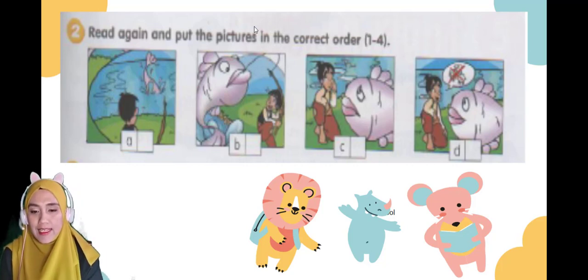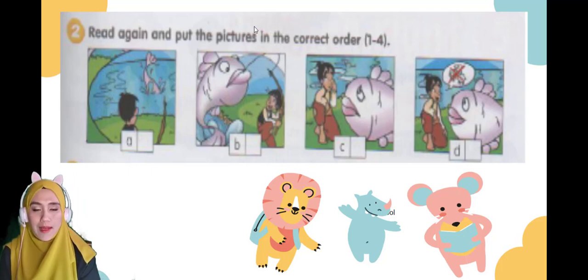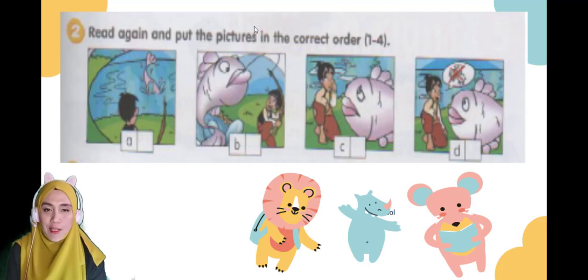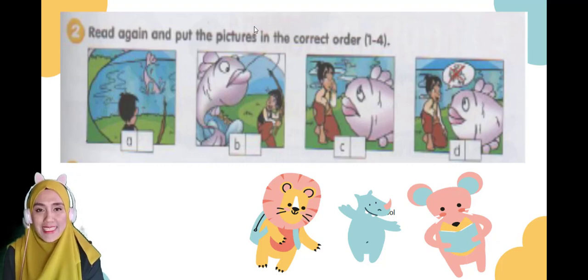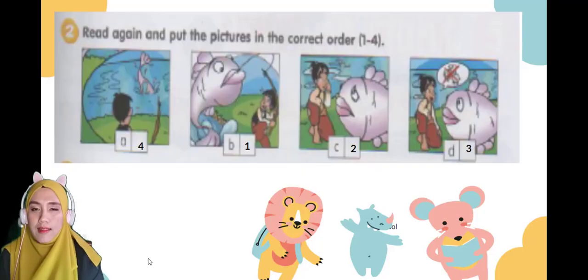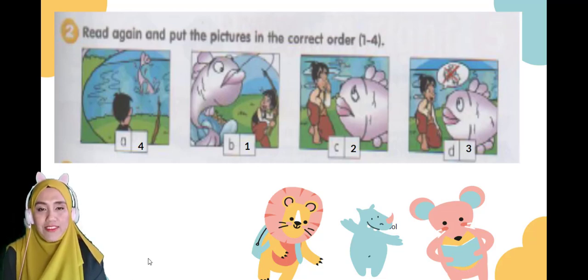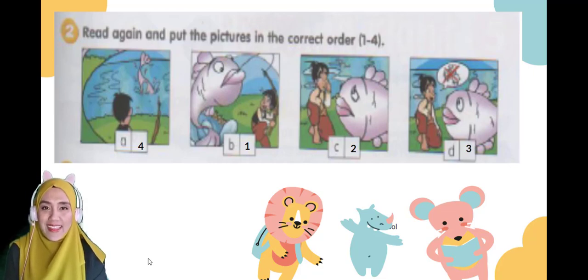Okay, baca dan susun semula gambar ini mengikut urutan yang betul. Berdasarkan cerita. So, look at A, B, C, and D. We have 5 seconds to complete this exercise. The answer is number 1 is B, number 2 C, number 3 D, and number 4 A. Did you get all correct? Good job.